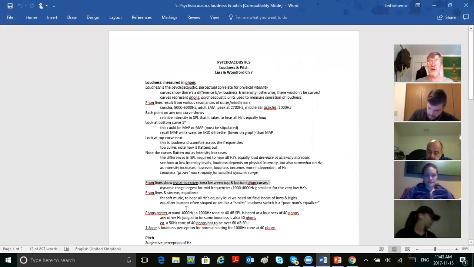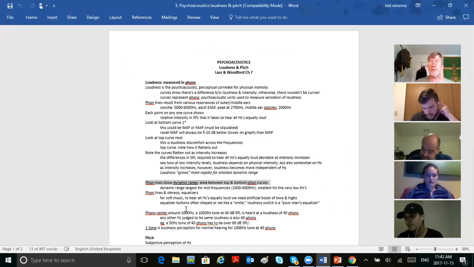Phon lines show the dynamic range area between the top and bottom curves. You'd think I wrote this. Dynamic range, largest for the mids, smaller for the lows. Phon lines and stereos and equalizers. For soft music, to hear all frequencies equally loud, we need an artificial boost of the lows mostly, and to a lot lesser degree, the highs. Equalizer buttons, often set or shaped like a smile. Loudness switch is a poor man's equalizer.